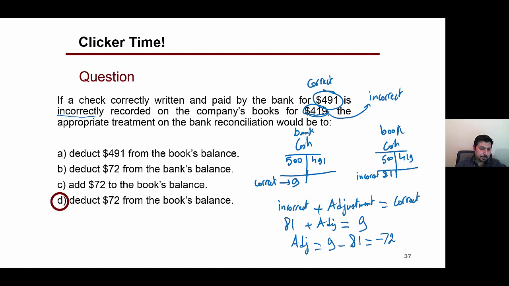Okay, and here remember, what we are making adjustment for is the cash balance and not the payment. So the adjustment is for the cash balance and not the payment. So here the adjustments are for the cash itself.